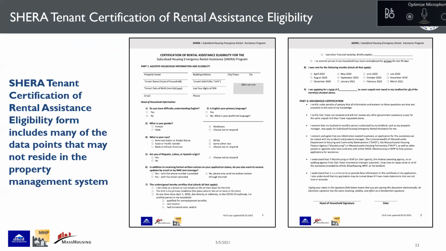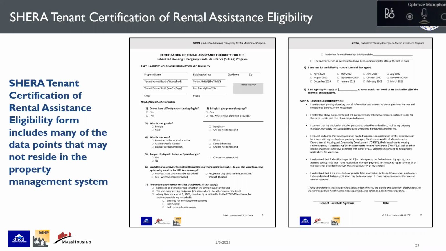So we'll take a closer look at the tenant certification of rental assistance eligibility. This is the form that the head of household would sign to participate in the program and to consent for the owner to apply on their behalf. There are a few data points here that may not reside in the property management system that many owner operators have been using to help populate the SHERA application.